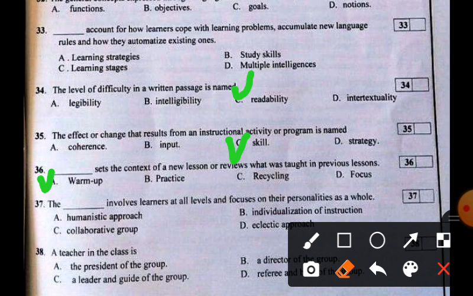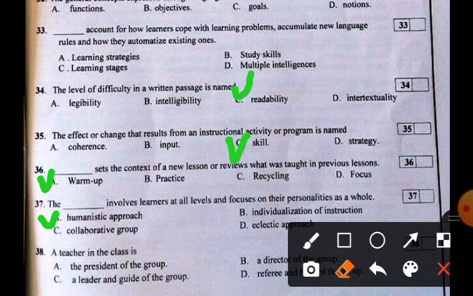It involves learners at all levels and focuses on their personalities as a whole: A, humanistic approach; B, individualization of instruction; C, collaborative group; D, eclectic approach. A is the right answer, a humanistic approach, because this new teaching method gives much importance to the person of the students. Let's move to the last one here.